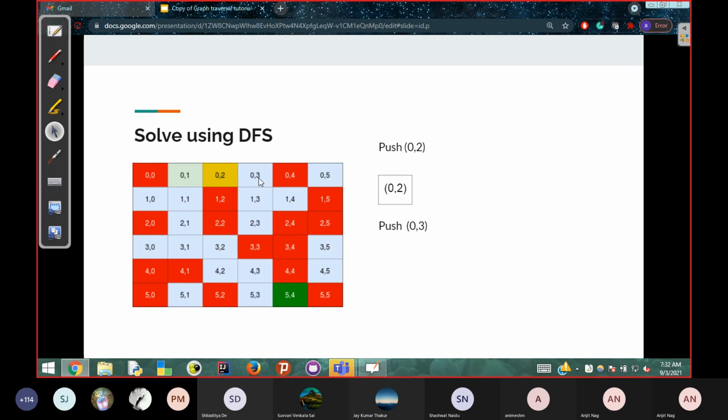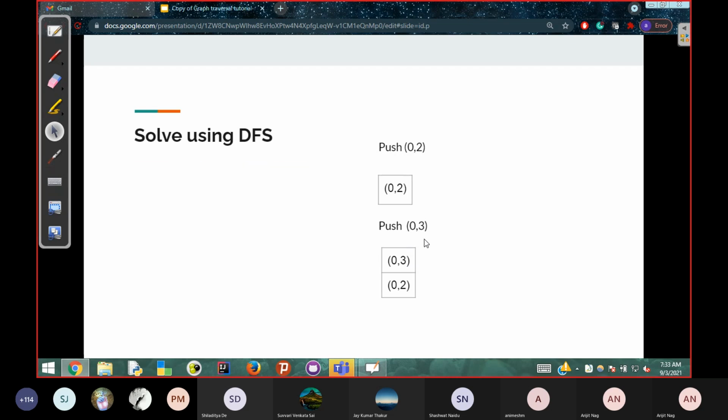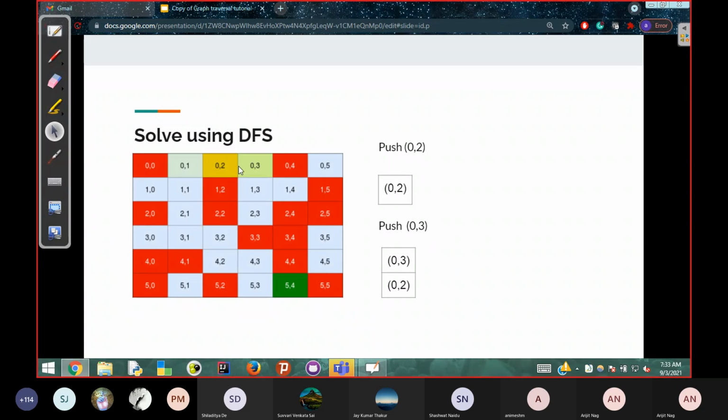You can ask, why am I not going to 01? Maybe we have a heuristic, so we will always go to the right side or something. That's not an issue. So we will go to 03. Then we are pushing it, so now 03 is on the top of the stack. We are also coloring 03.